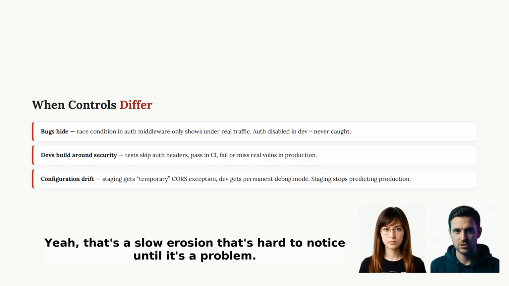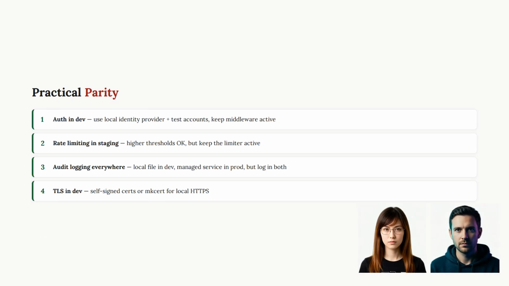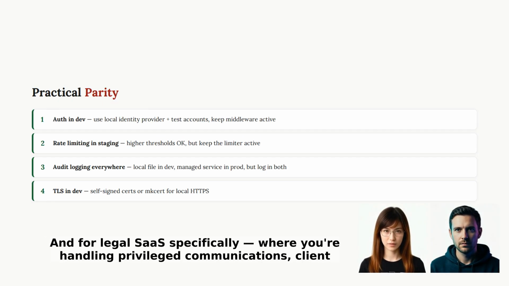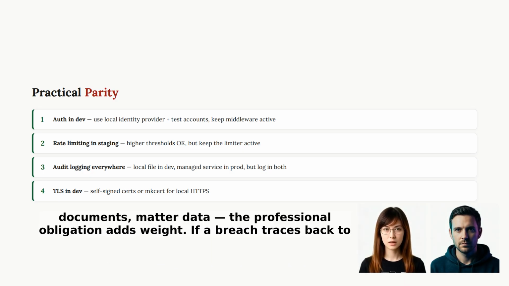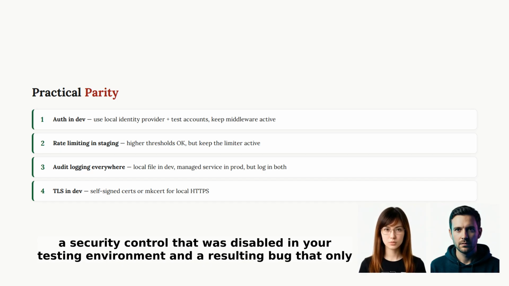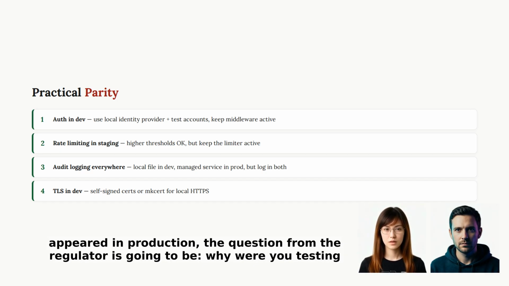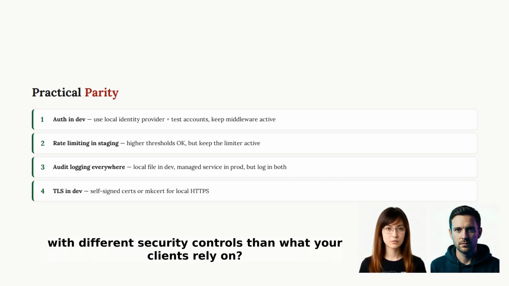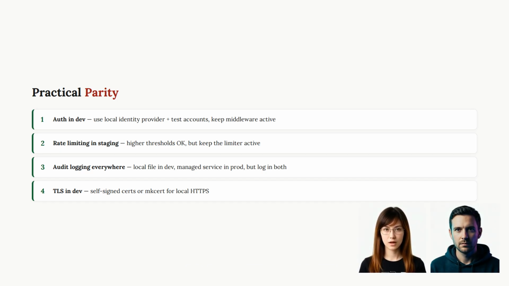Yeah, that's a slow erosion that's hard to notice until it's a problem. And for legal SaaS specifically, where you're handling privileged communications, client documents, matter data, the professional obligation adds weight. If a breach traces back to a security control that was disabled in your testing environment and a resulting bug that only appeared in production, the question from the regulator is going to be, why were you testing with different security controls than what your clients rely on?